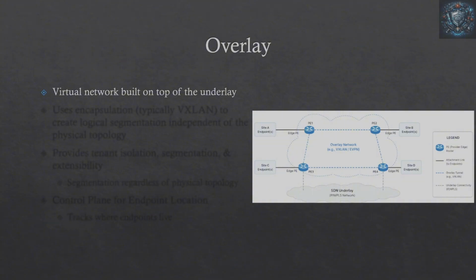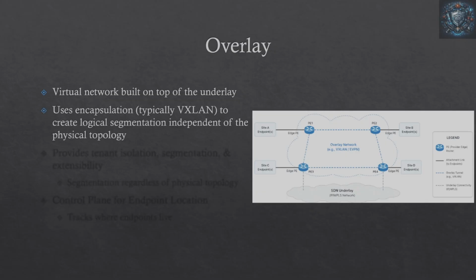Now, the overlay is a virtual network that is built on top of the underlay. So it doesn't actually physically exist from a cabling standpoint, but what it does is it uses encapsulation to create logical layer 2 segments across the layer 3 network. That encapsulation is typically going to be something called VXLAN, or Virtual Extensible Local Area Network. It uses VXLAN to encapsulate the traffic so that logical networks can span the actual routed fabric.